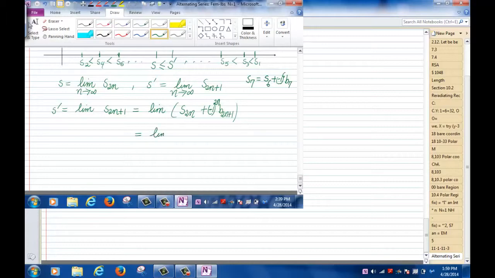Well, that's the same as taking the limit of S_2n plus the limit of b_{2n+1}, right? Because negative 1 to the 2n is positive 1. So we know that the limit of S_2n is assumed to be S. And the limit of b_{2n+1} is what? My second assumption was what? In the alternating series test, b_n converges to 0. So the limit of b_{2n+1} would be 0. b_n is decreasing, right, to 0. So that implies that S prime is the same as S.